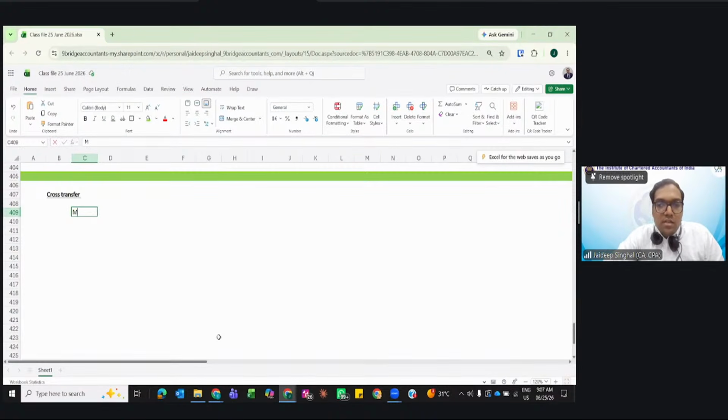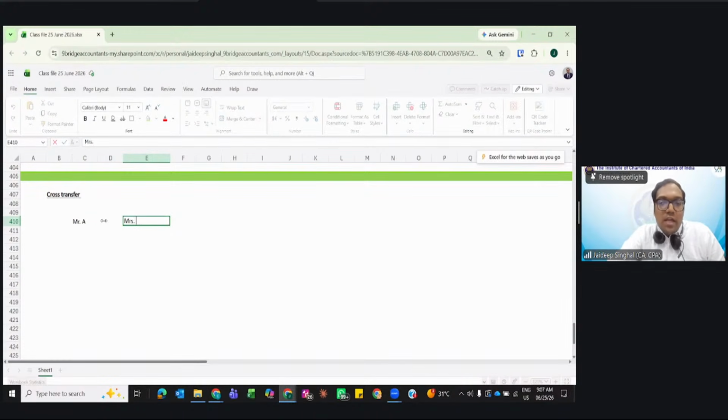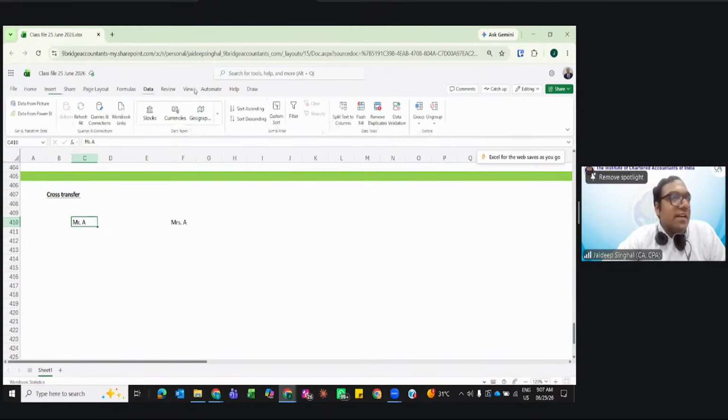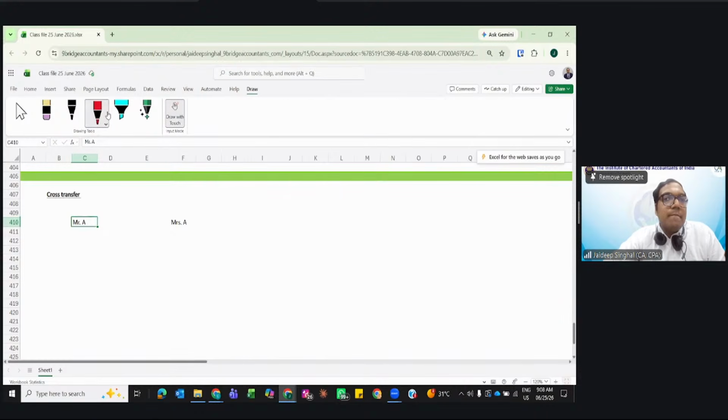Cross transfer. See, people always try to do planning. Now let's suppose Mr. A is transferring any property to Mrs. A and the income is there. Will clubbing apply? If Mr. A transfers anything to Mrs. A, will clubbing provisions apply?